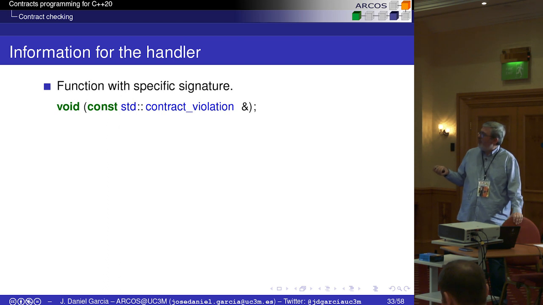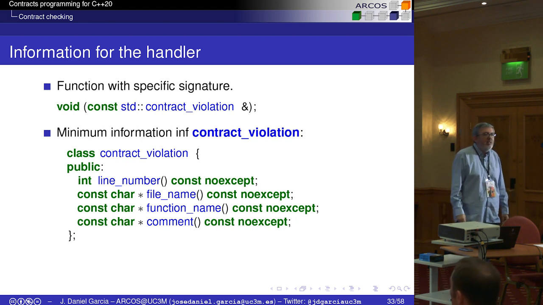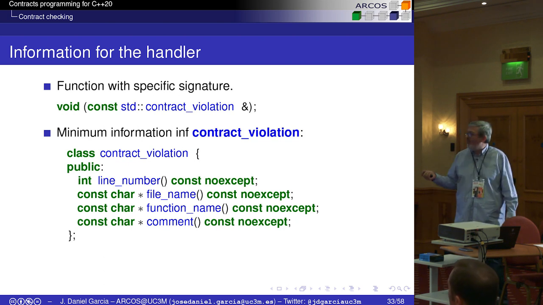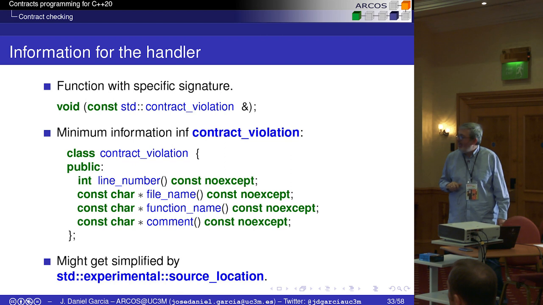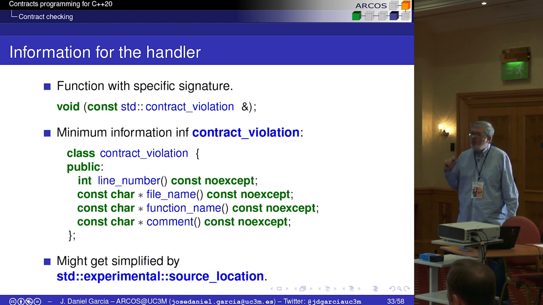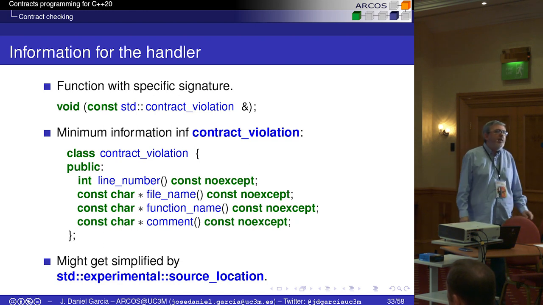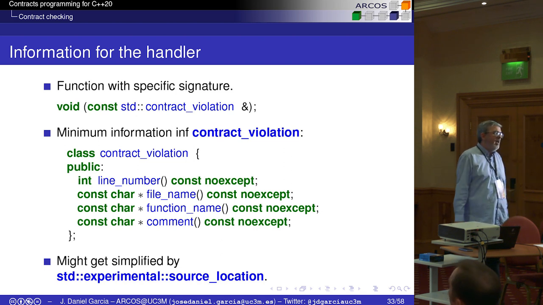This is a function with this specific signature, and a contract violation is a library facility that has at least the following information: the line number, the file name, the function name, and the comment. It might be likely that this structure gets simplified by using source location, which is a new class in the library fundamentals TS, today under the experimental namespace.